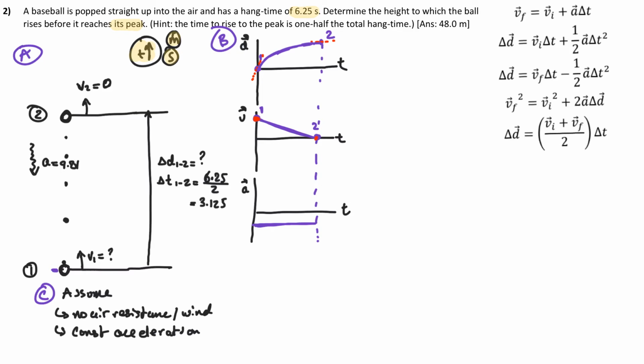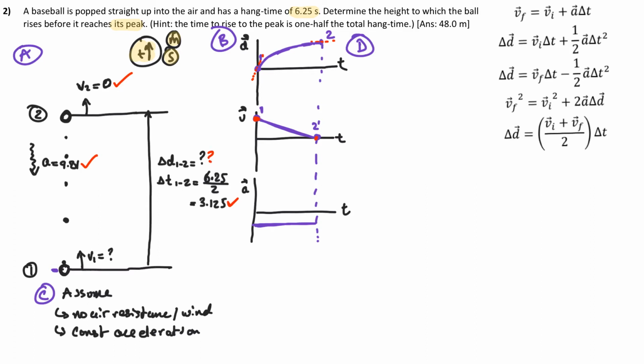Okay, and then once we're done this, we're going to do stage D, and I will write that here. And for stage D, first we need to figure out which equation to use. Let's highlight all the information we have. We have the total time it takes for this to happen. We have the acceleration, and we have the final velocity, and we're trying to figure out the height, or in this case, the displacement, which is this one.